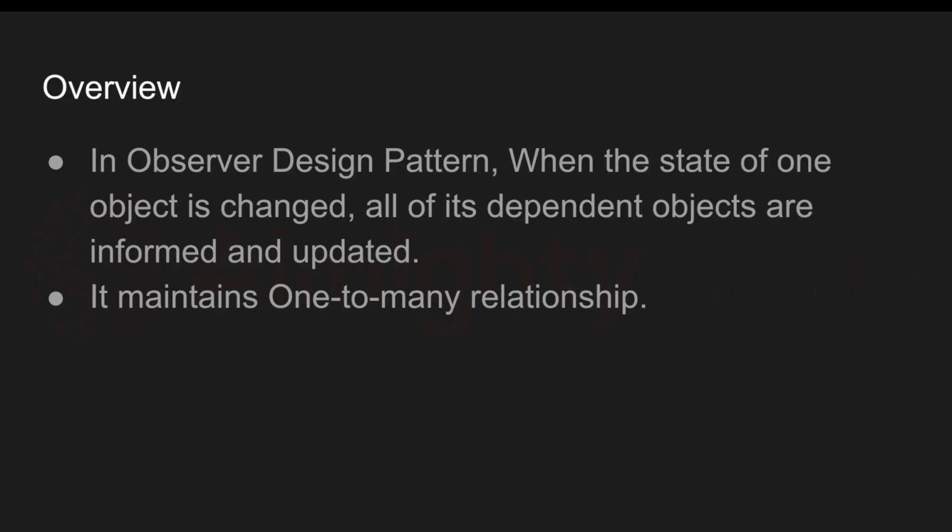So the definition is saying in observer design pattern, when the state of one object is changed, all of its dependent objects are informed and updated. It maintains one-to-many relationship. Let's understand this definition with multiple examples.